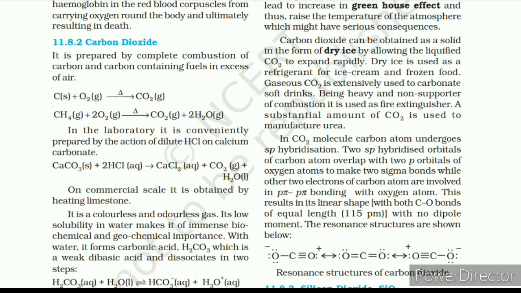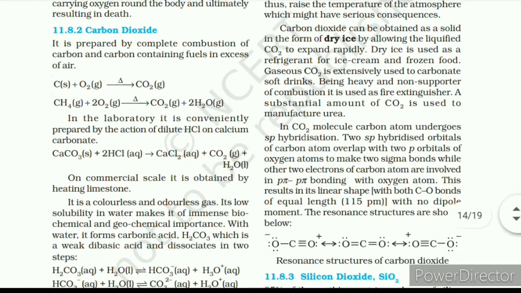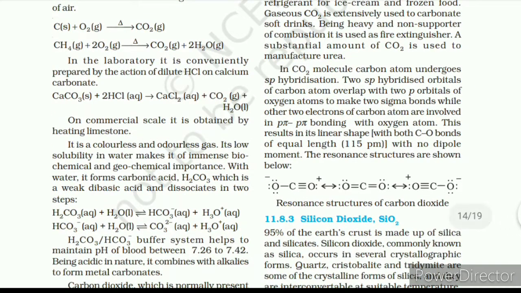11.8.3 Silicon dioxide, SiO2. 95% of the Earth's crust is made up of silica and silicates. Silicon dioxide, commonly known as silica, occurs in several crystallographic forms. Quartz, cristobalite, and tridymite are some common crystalline forms of silica, and they are interconvertible at suitable temperatures.